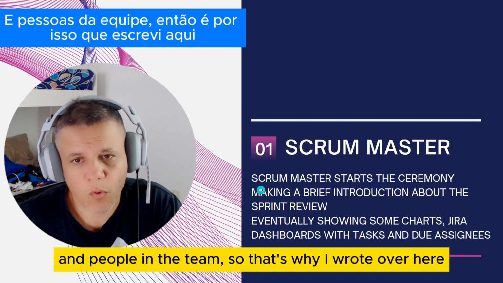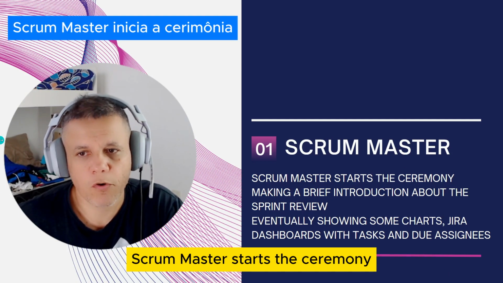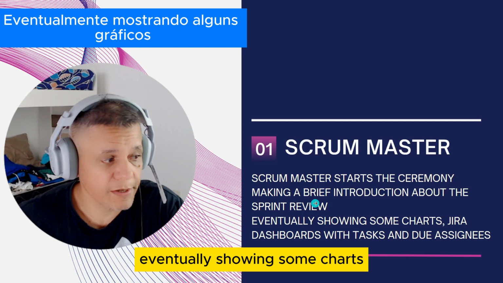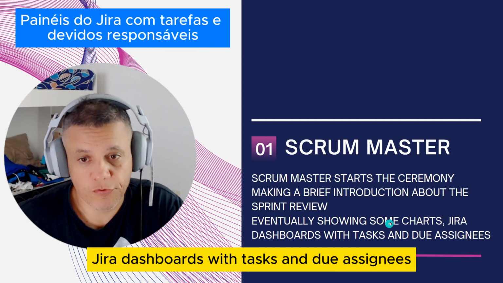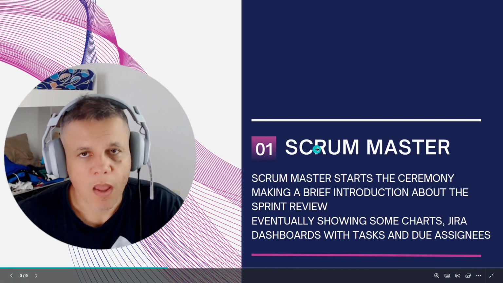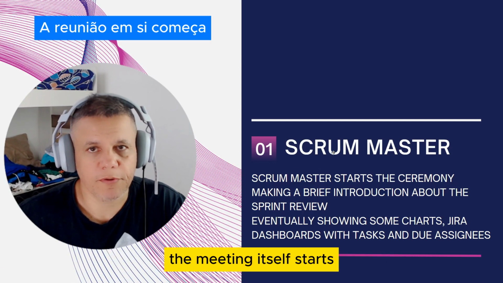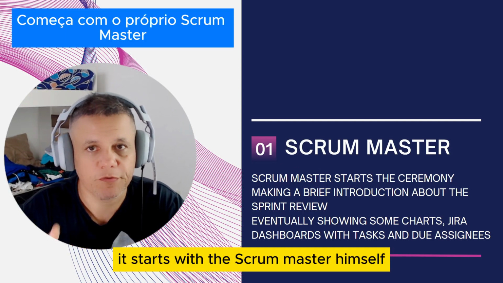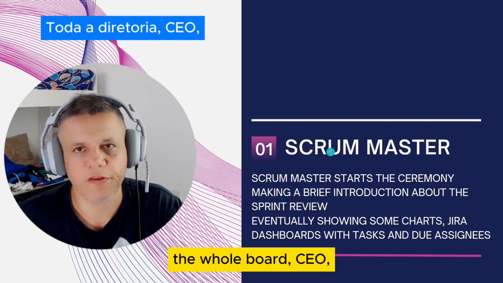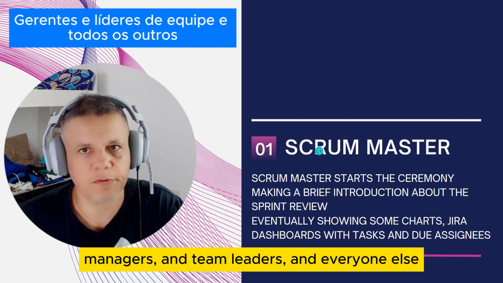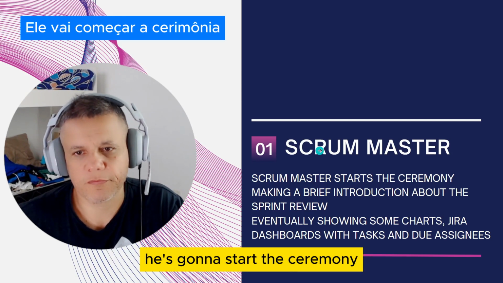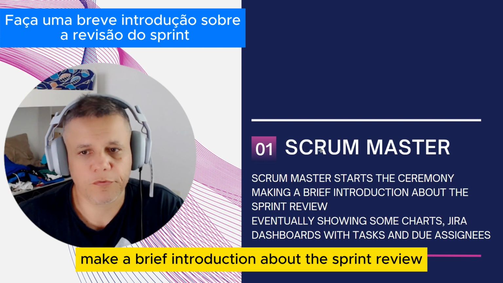So that's why I wrote over here, Scrum Master starts the ceremony making a brief introduction about the sprint review, eventually showing some charts, Jira dashboards with tasks and due assignees. As I said, when the sprint review ceremony starts, the meeting itself starts with the Scrum Master himself. He's going to tell the whole board, CEO, managers, team leaders, and everyone else. And he's going to make a brief introduction.